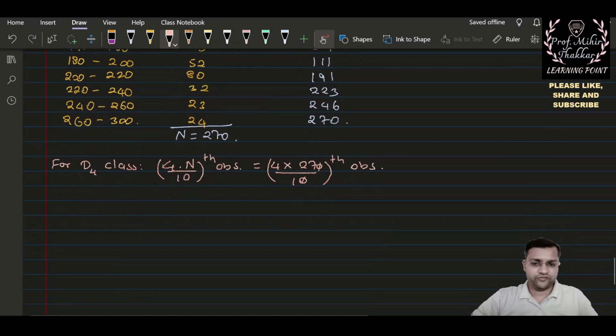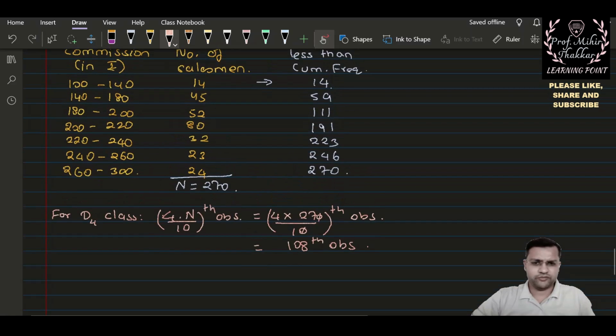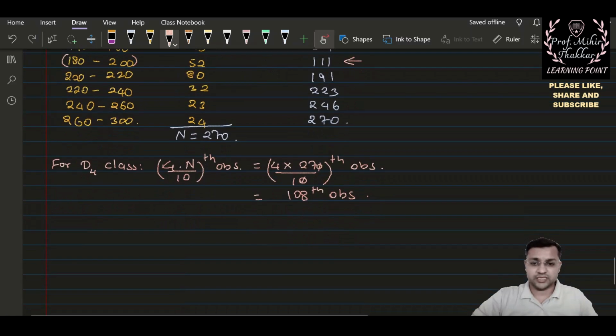Now 7 into 4 is 28, carry 2, 4 into 2 is 8 and 2 is 10, so that becomes the 108th observation. So you have to see the cumulative frequency just greater than 108, which over here is 111. So the corresponding class becomes your D4 class.